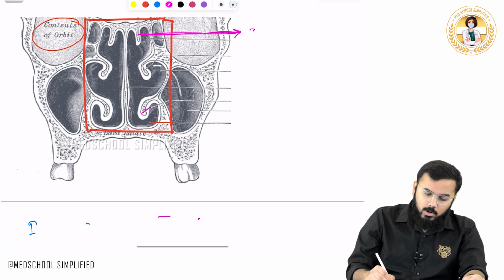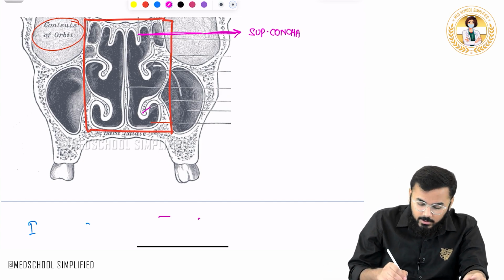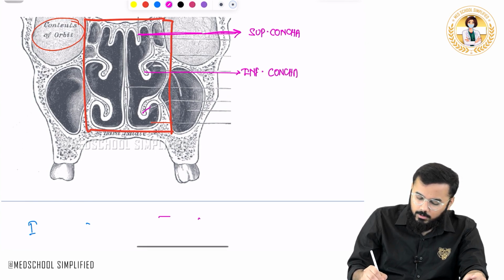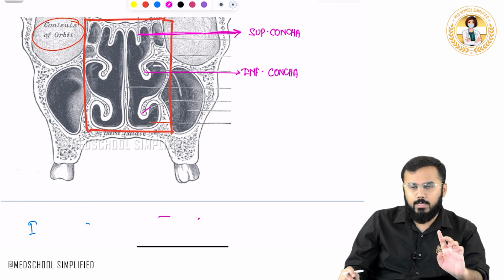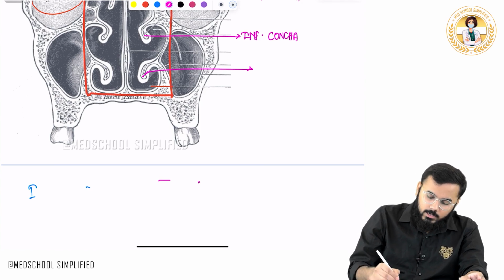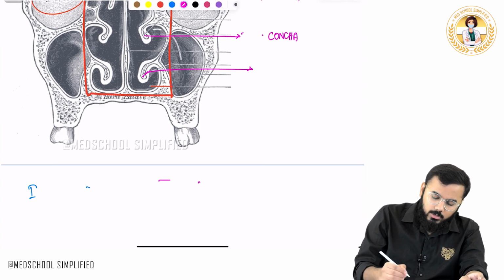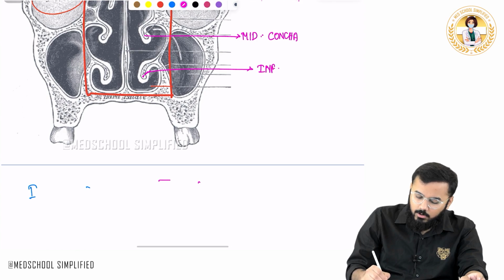This is called your superior concha. Then which one is called the inferior concha? Concha is also called turbinate, so I can call it superior concha or superior turbinate. Next, down here, you see this one over here. The previous one is called the middle concha, and this is called the inferior concha.